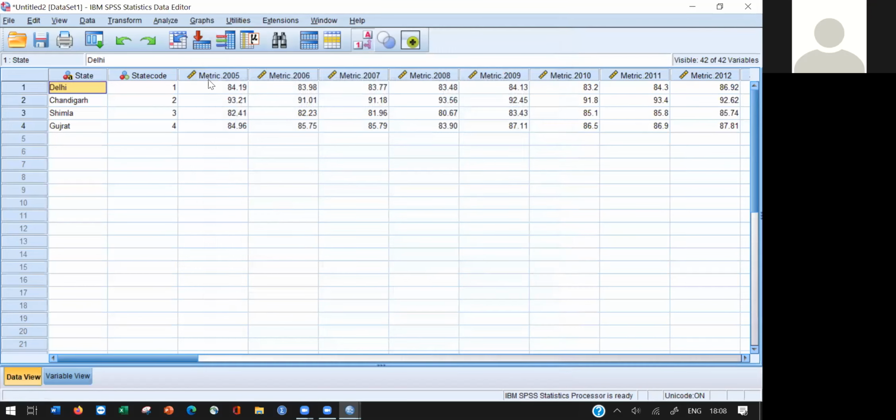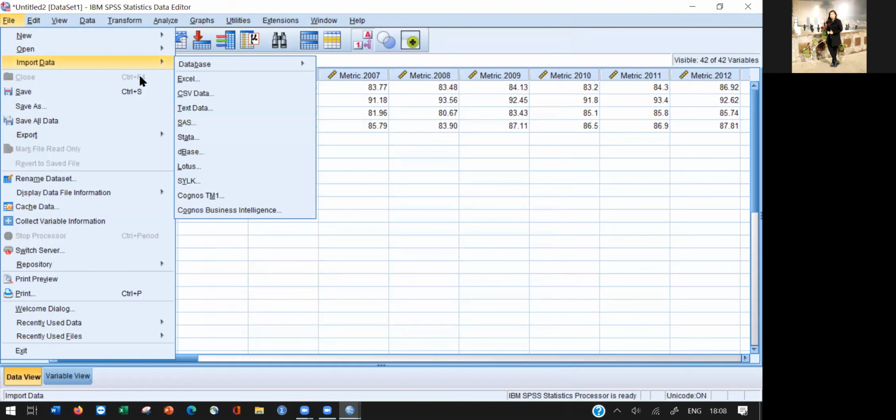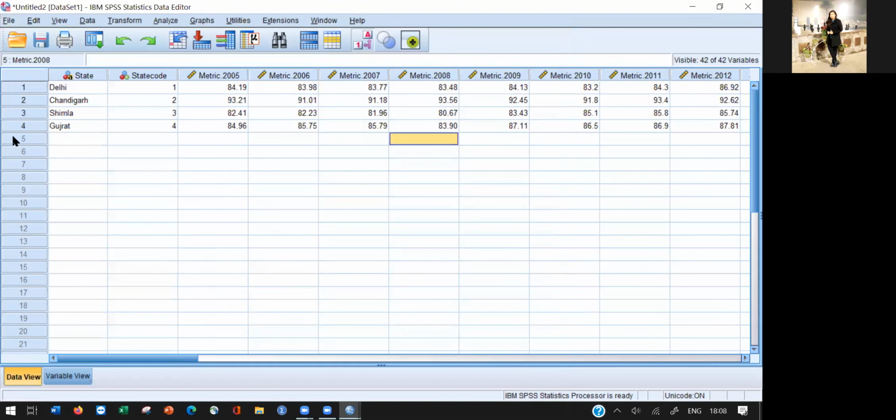Yes, ma'am, please. Sure. So we have imported a file from File, Import Data, and Excel. And we have got the wide form of the file. But SPSS cannot perform functions in the wide form. So we need to restructure the data.